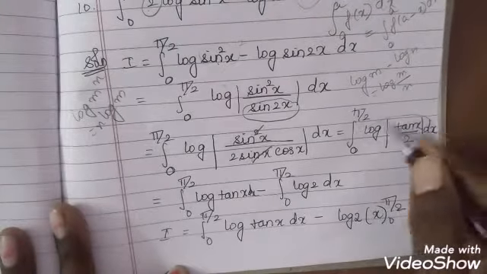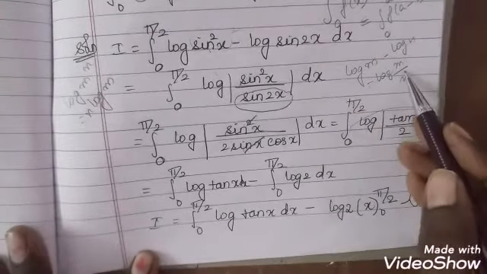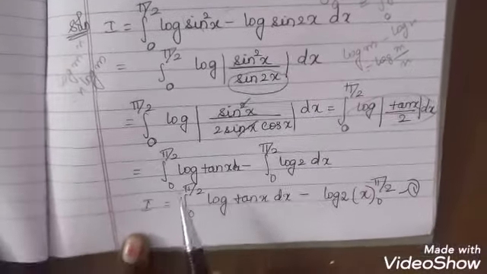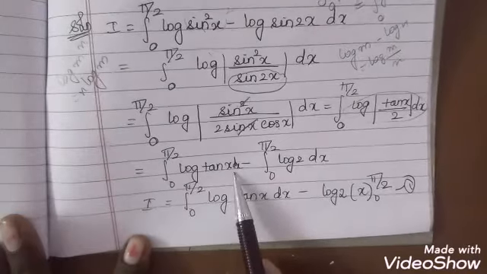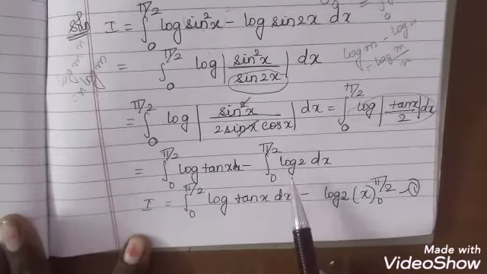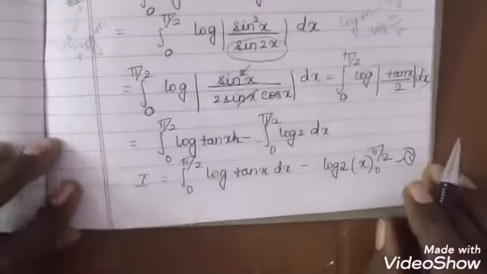Okay. So keeping it as it is, I cannot integrate it. So what's the property? Again I use this logarithmic rule. I just split and write it as the integral over 0 to pi by 2 of log of tan x dx minus the integral over 0 to pi by 2 of log 2 dx. Is it clear? Okay. So this is what we have here.